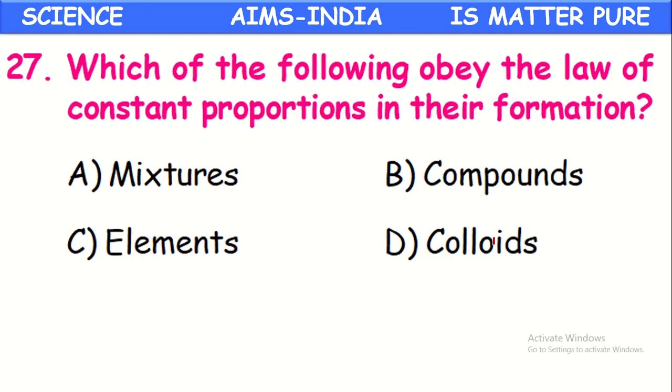Next, which of the following obey the law of constant proportions in their formation? Generally, compounds follow the law of constant proportions. A compound is formed with a fixed ratio of the combination of elements in it. So a compound will follow the law of constant proportions while it is being formed, but not mixtures. For example, in water, hydrogen and oxygen always combine in a 1:8 ratio by mass. So they follow the law of constant proportions. That ratio is always fixed for compounds.